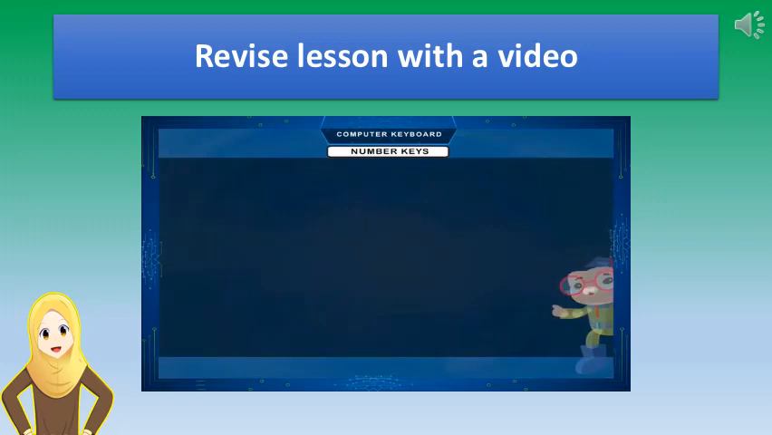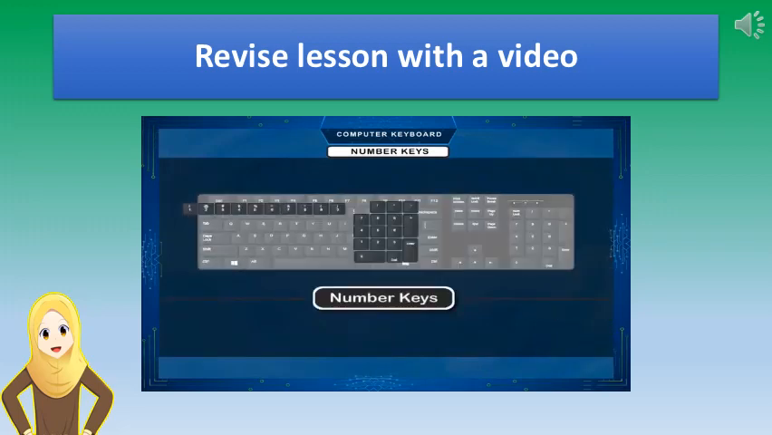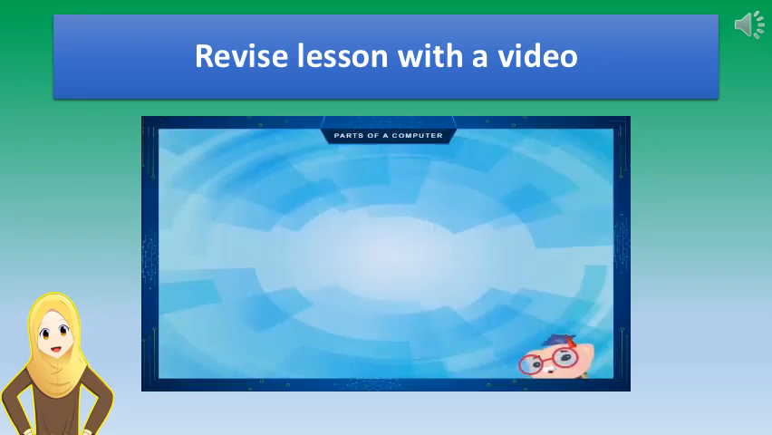Number keys. These are keys with numbers written on them. These keys are used to type numbers. One set of number keys are placed above the alphabet keys and another set is on the right side of the keyboard. 0 to 9. Numeric keypad can be used only when the num lock is on.